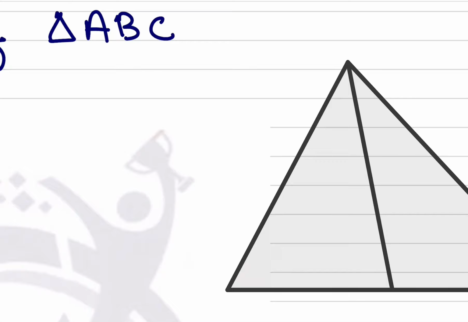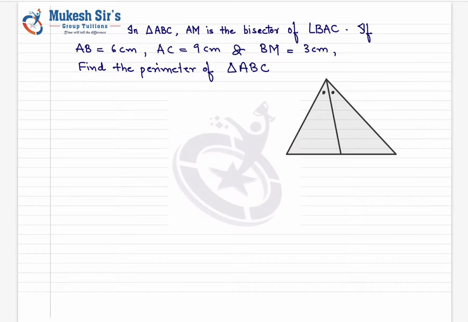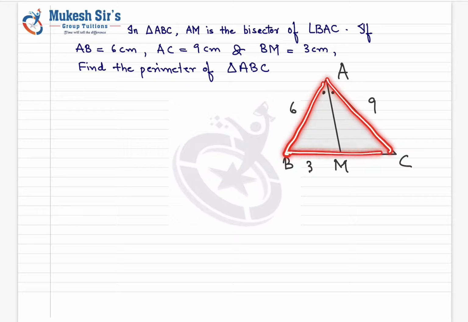So bisector divides the angle into two equal parts, right? So we have triangle A, B, C, and AM is the bisector. They have given AB is equal to 6 centimeters, AC is equal to 9 centimeters, BM is equal to 3 centimeters, and you want the perimeter of triangle ABC, right? Now perimeter of the triangle is equal to sum of all the sides, है ना? तो हम लोग को तीनों sides फाइंड करना है. इसमें ये मालूम है, हम लोग को BC फाइंड करना है. उसके लिए we use property of angle bisector to find BC first. So let's start the solution.